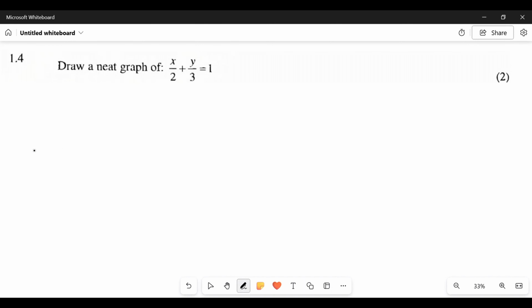Now they want us to draw a neat graph of x divided by 2 plus y divided by 3 is equal to 1. Guys, this question here, if you were in a rush, you were going to confuse it with the ellipse, right? But as you can see, the ellipse has x squared over a squared plus y squared over b squared, all this equaling 1. There are no squares here, guys. So if we don't have squares, this basically means that this is actually a straight line graph. I hope you managed to see this, because this was a bit tricky if you're in a rush.